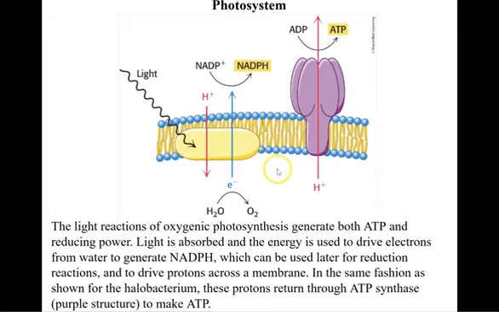Once protons are being added in, the protons that are already inside want to come out now, and that helps facilitate the phosphorylation of ADP into ATP. This ATP is used for the Calvin cycle. So the Calvin cycle uses the NADPH and the ATP.